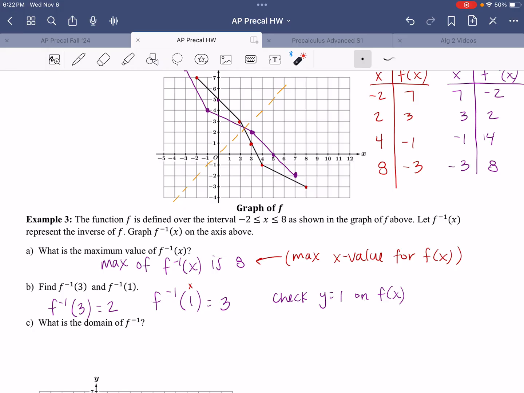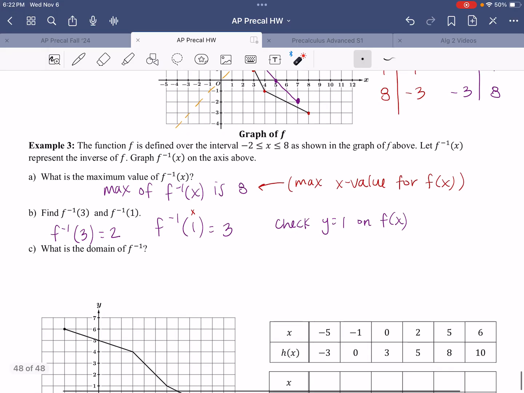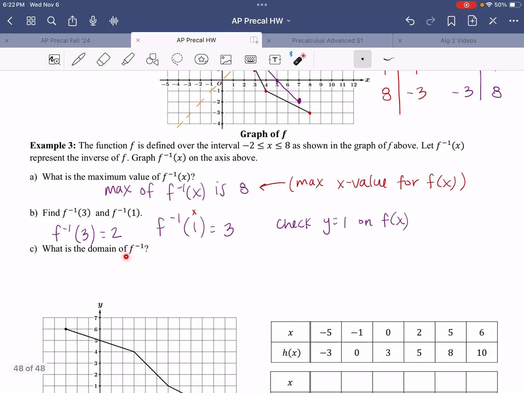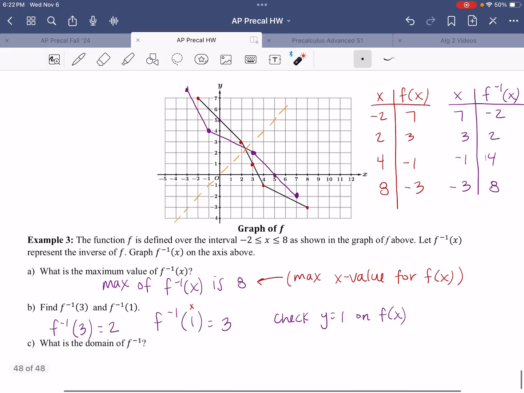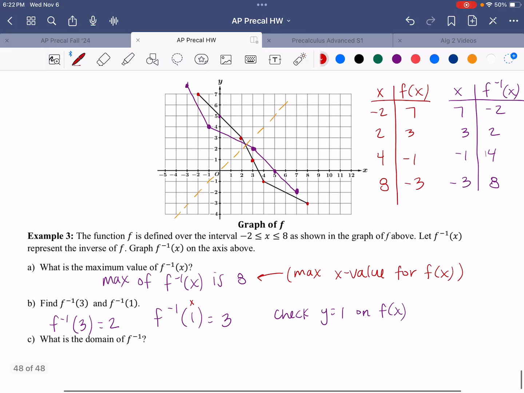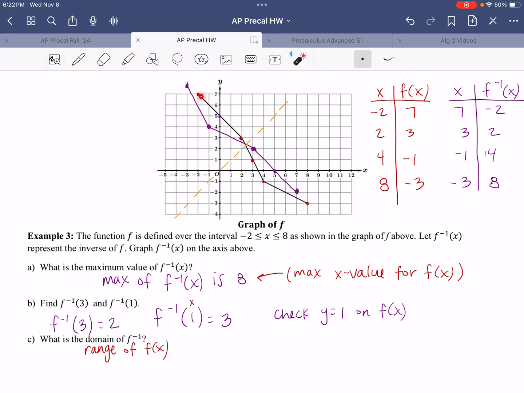Okay, my apologies. On C, it says, what is the domain of the inverse? You can either look at the graph, or if you didn't want to take the time to sketch it, if you're doing a multiple choice problem on a time crunch, it's going to be the same as the range of the original function. And that range was from -3 up to 7.